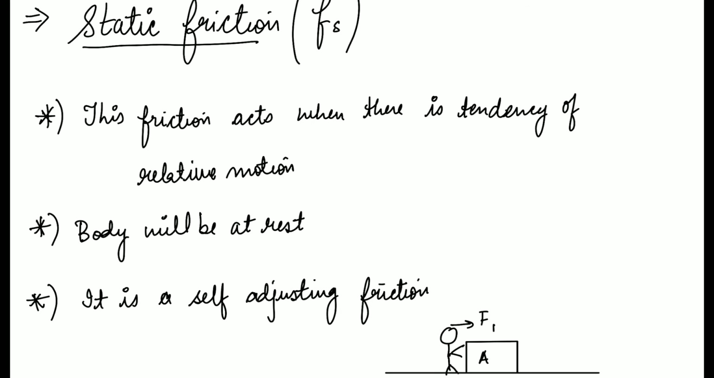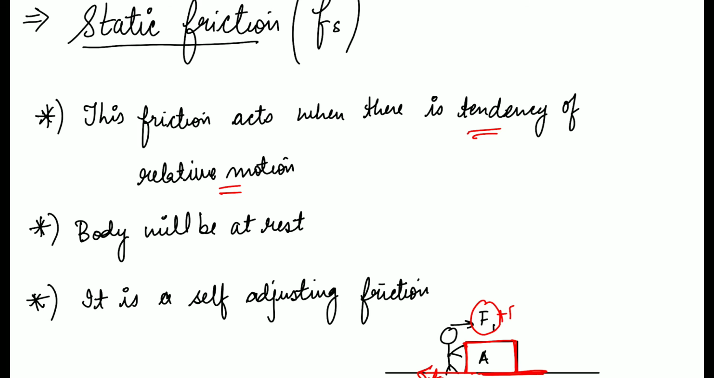So what is happening here? The almirah is not moving, but there is a tendency of relative motion, so there will be a frictional force acting here, which we call static friction, Fs. You applied this F1 force, and it is cancelled by this friction experienced by the body. It happens because the body is in contact with the surface. I hope you can understand.